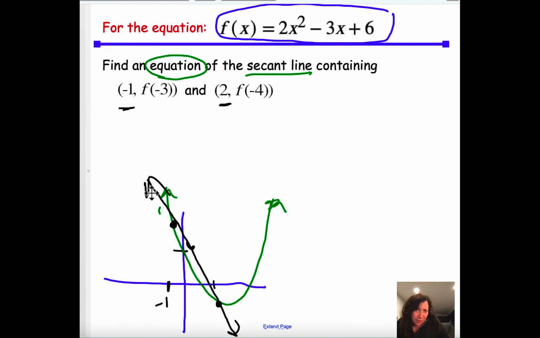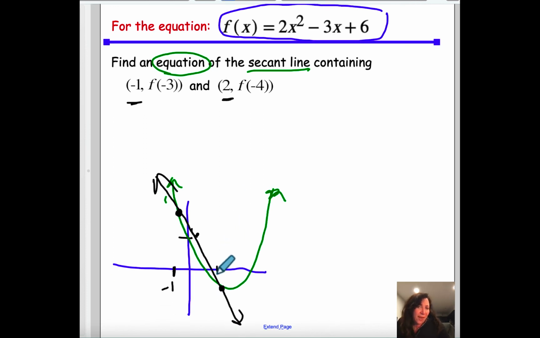So see this line right here? It's like going through both of those points. And so they want to know, what is that equation from -1 to 2? All right? So we know we're going to find the 2 points. Well, actually, at -1, I've got to figure out where I am. So I've got -1 something. And here I've got 2 comma something.